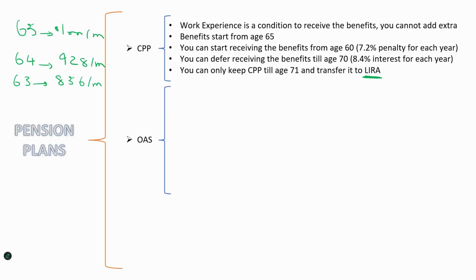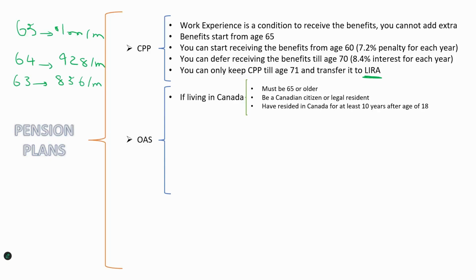Next pension that we want to talk about is called Old Age Security, OAS. OAS is for every Canadian that was living in Canada. So if you're still living in Canada after age 65, obviously, for receiving this money, you have to be 65 or older, okay? You have to be a Canadian citizen or legal resident, and you have to have resided in Canada for at least 10 years after age 18. So let's say I'm 65 years old, I'm still living in Canada, right? And I've already lived 10 years or more in Canada. I am eligible to receive OAS.